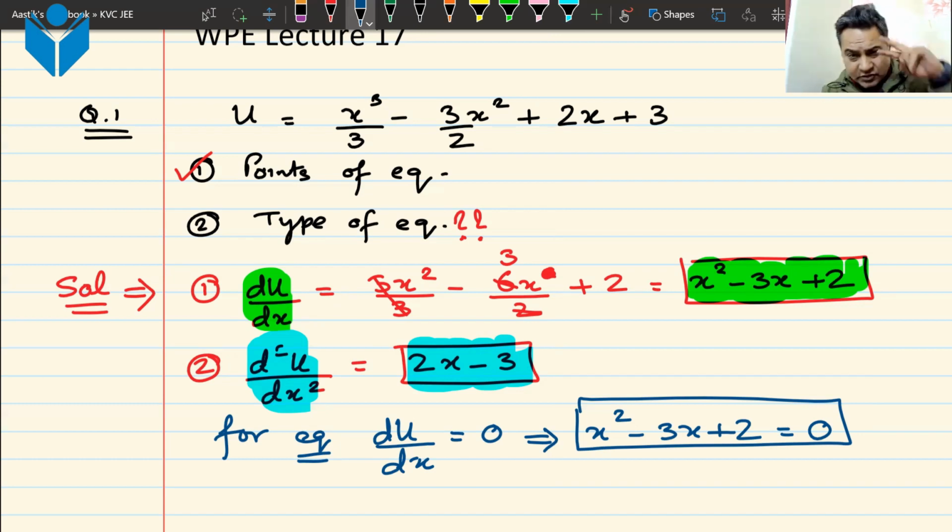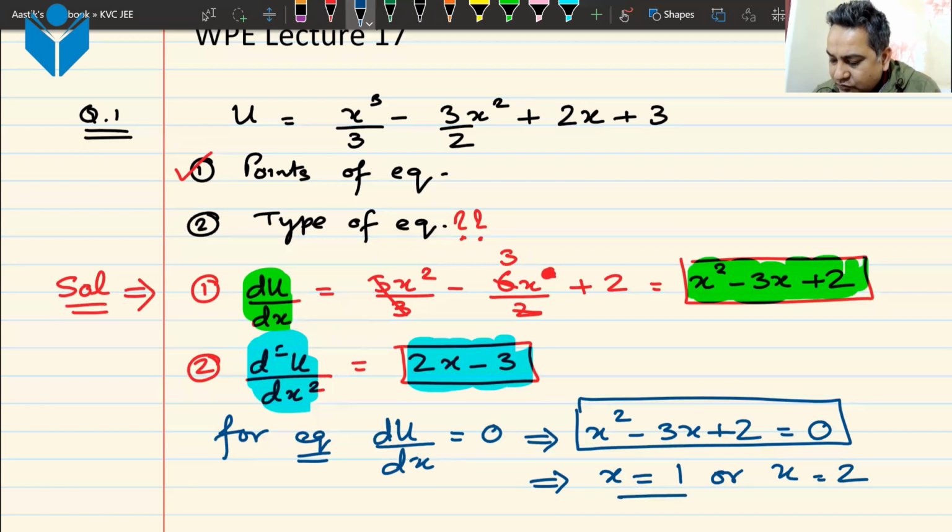We'll get a quadratic equation, so we'll get two answers. What are the two solutions for this equation? Anyone? 1, 2, sir. X is 1 or X is 2. So these are the two solutions for this quadratic equation.